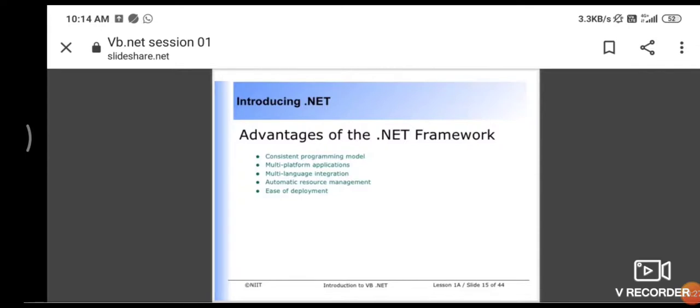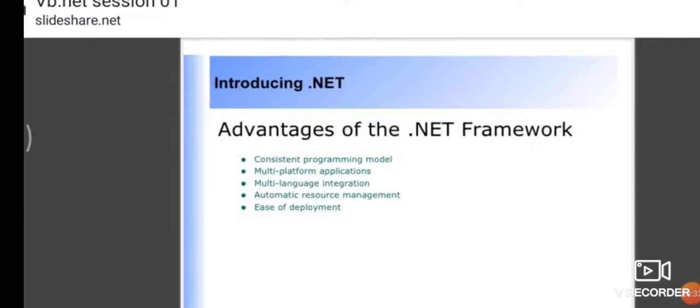Next come the advantages of the .NET framework. So it is a consistent programming model, multi-programming application, multi-language integration; these things I have already explained to you. It provides automatic resource management. Resource means your memory, your files, the data you save; all these resources of your system can be easily managed, or automatically managed, by the .NET framework. It is also easy for deployment, meaning you can execute or exit your program very easily.